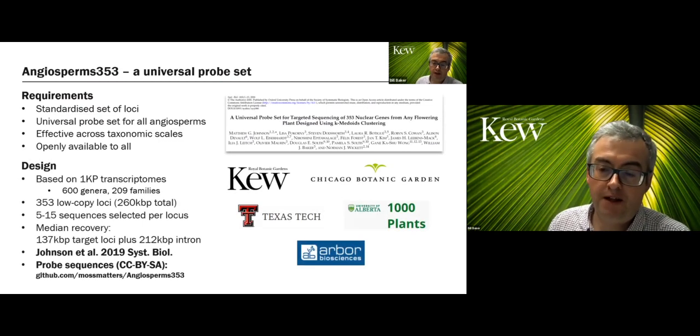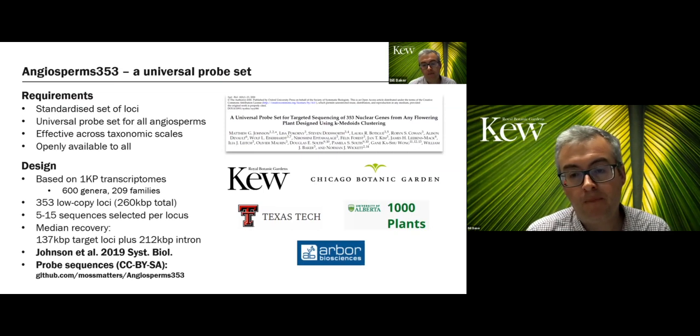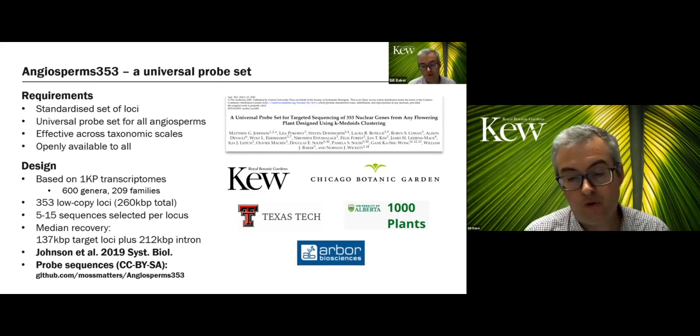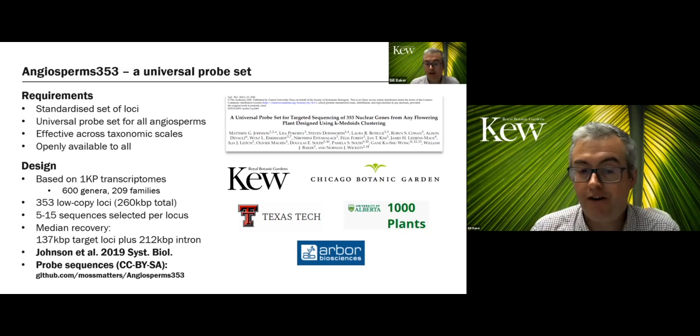So we teamed up with a fantastic set of collaborators at the Chicago Botanic Garden in particular. So that's Norm Wickett and Matt Johnson. Matt is now at Texas Tech University. And we also had support from Arbor Biosciences, now Arbor Biosciences, a provider who supports this kind of methods in our community quite extensively. And we were able to draw on the 1,000 plants, the 1KP project I mentioned earlier, who had generated this amazing data set of low or single copy genes for many, many angiosperms.